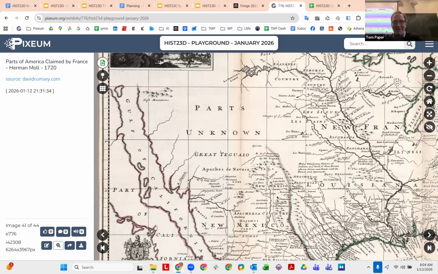Mexico shrunk. It feels like it shrunk because it seems like Florida's also kind of short.